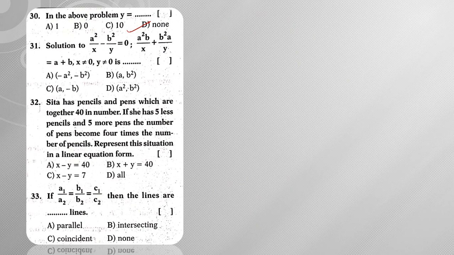Next, moving on. a square by x minus b square by y is equal to 0. So from that what I can write? a square by x is equal to b square by y. Okay. Next, the second equation, what has he given?